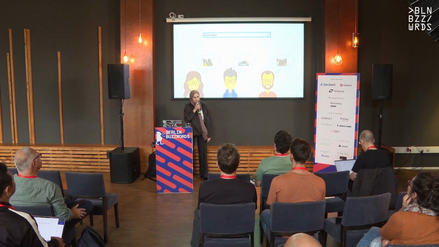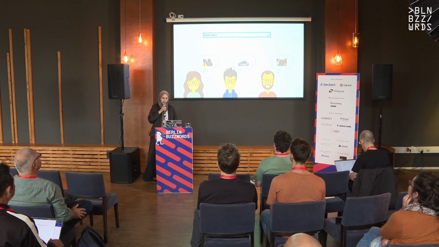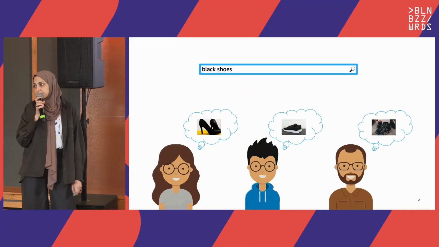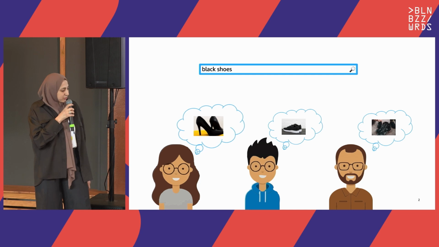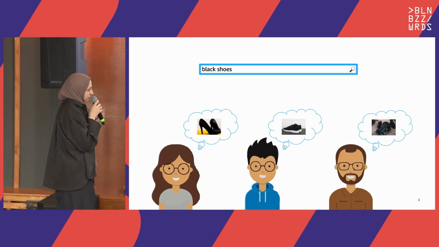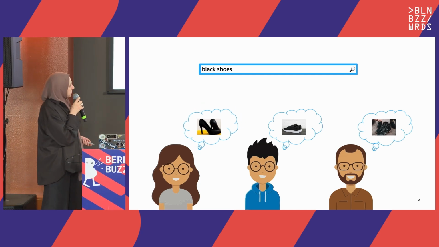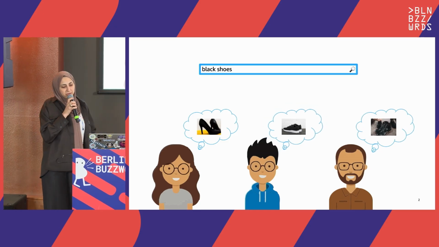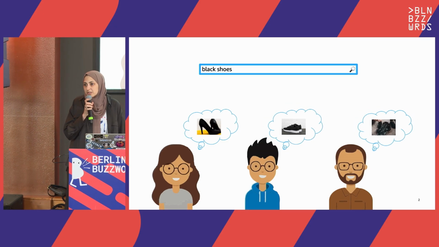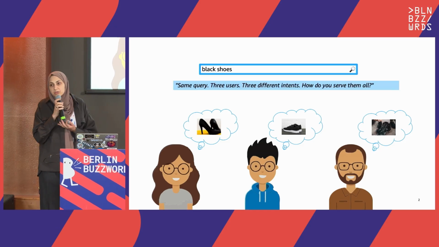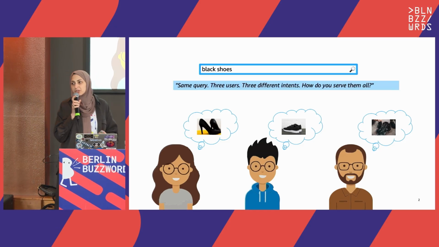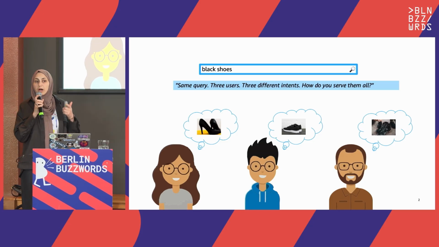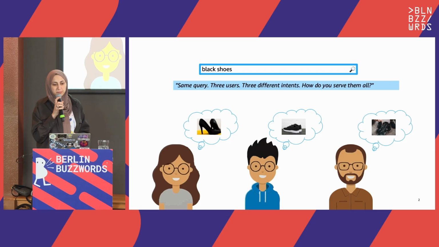Let's start with a typical search use case, where we have three personas. There are three of us typing black shoes. However, each persona may think of black shoes in different ways. The first persona may be thinking of high heels, the second sneakers, the third boots for work. So here the question is no longer about how do we better rank black shoes, it is rather how do we know who is running the query and also why they are running the query at that search time.